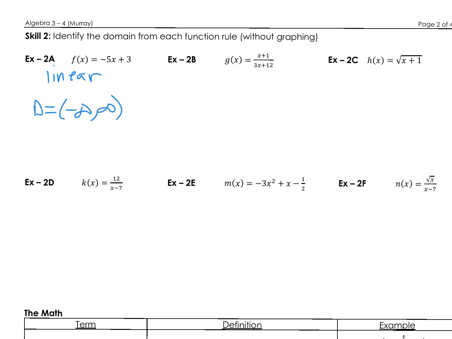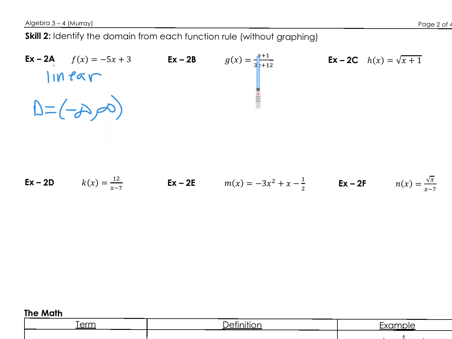The only things that cause a restriction would be a variable underneath a square root, or an even root for that matter, but you're mostly going to be concerned with the square root, or a variable in a denominator. Those are the only things you have to worry about. Sometimes you're going to have a variable underneath the square root that's in a denominator, and that gets a little crazy. So this one is not one of those situations, so it's unrestricted.